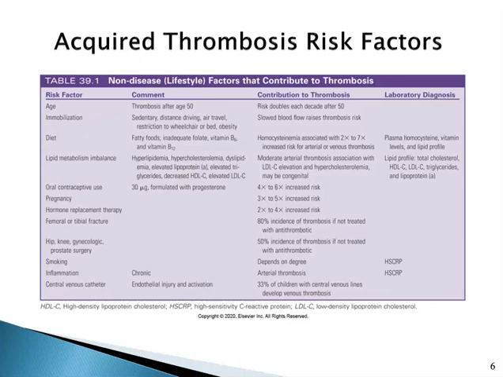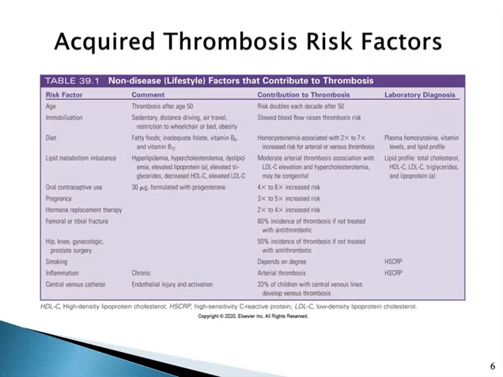Here are some factors that seem to contribute to venous and arterial thrombosis to varying degrees. A risk factor could be something like age. There can be thrombosis after the age of 50, and risk doubles each decade after 50. Immobilization: someone who is sedentary, or has an occupation in which they drive long distances for a long time, air travel, and restriction to a wheelchair or a bed. Obesity is also a risk factor in a type of immobilization situation.